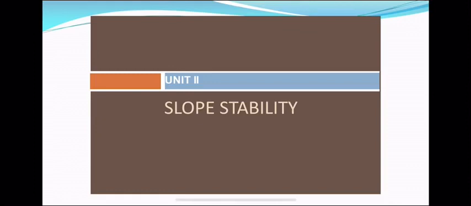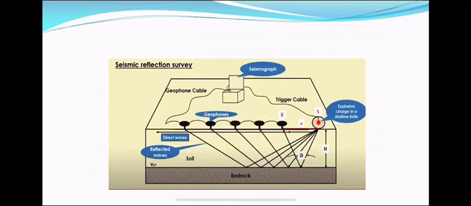Slope stability. In the last lecture I discussed the seismic reflection test. This is the seismic reflection survey, where the velocity of the soil layer is determined and the thickness of the soil layer is also determined. As I mentioned, in this test the travel time of two waves is measured. One is the direct ray wave from the source to the receiver, and another is the reflected wave.